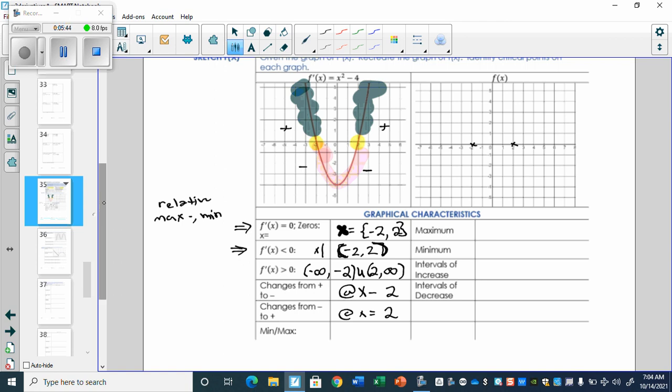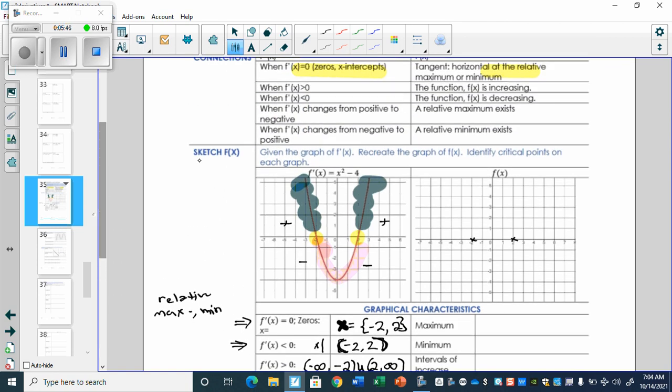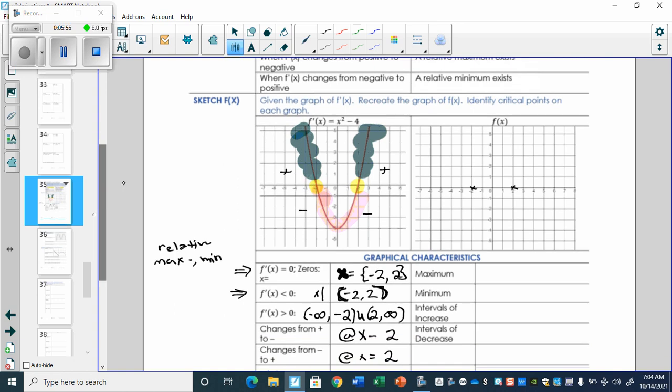So let's go back up and look here. It says when f prime of x changes from positive to negative, a relative maximum exists. So positive to negative, that means I have a maximum. This is a maximum.